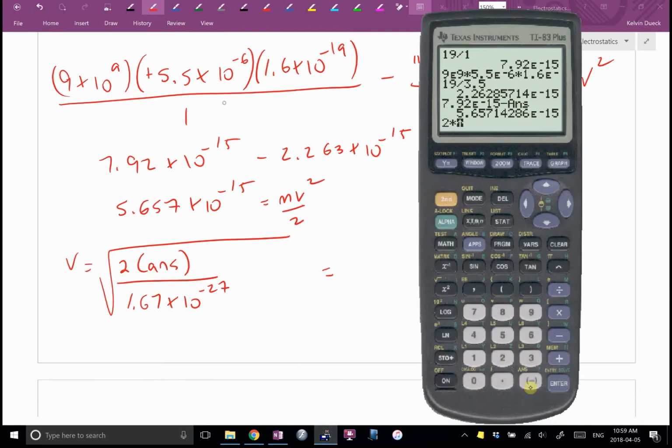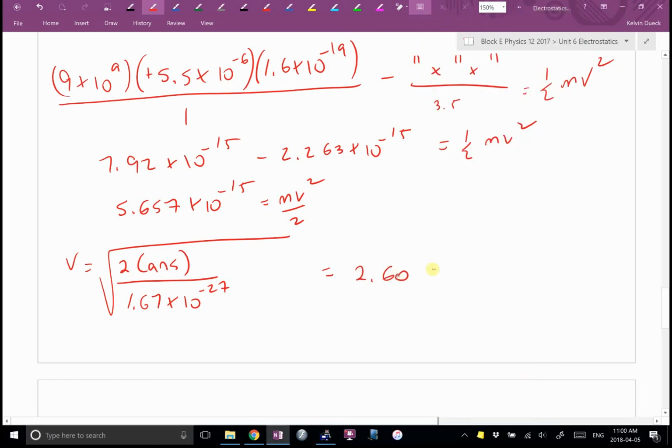2 times answer divided by 1.67 times 10 to the negative 27. Let's make sure I type that right. Oh, square root. Square root, answer button. Do you get 2.60 times 10 to the 6th? If you got that, 4 out of 4.